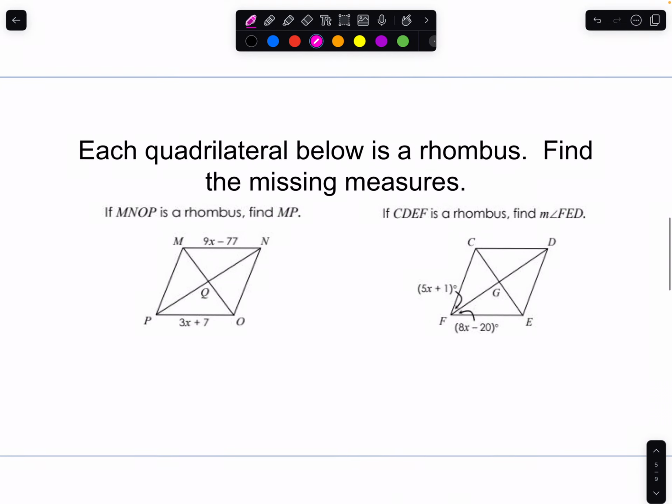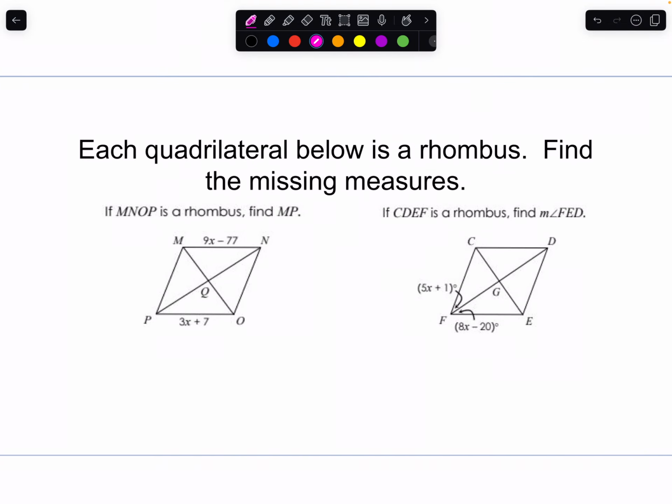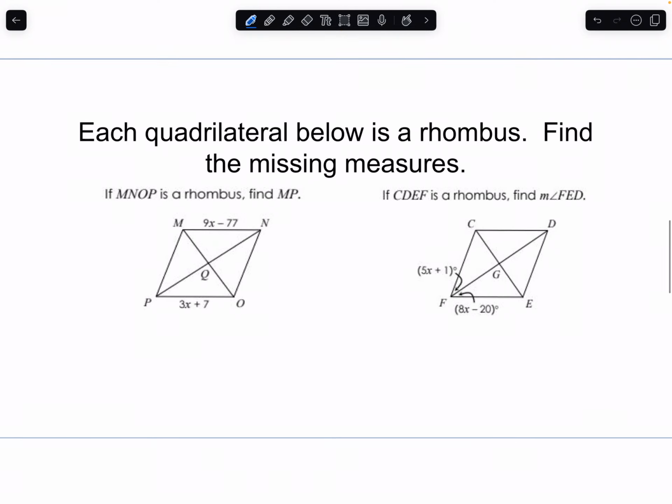Now let's combine things in terms of variables, right? So far we've been doing just numbers and looking at the properties of a rhombus. Let's look at some variables. Here I have two sides of a rhombus being given. I have 9x minus 77, and I have PO, which is 3x plus 7. A rhombus is congruent on all sides. So that means that 9x minus 77 should equal 3x plus 7 in length. Once I solve for x, I will then go back and figure out what I'm looking for. But first I need to solve for my x once I identify the relationship.